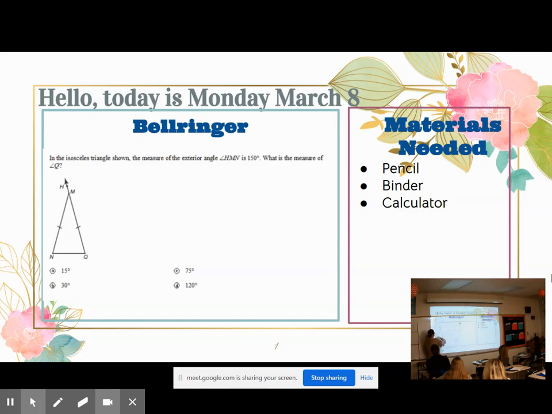And these two make a linear pair, so that one's 30. And then 180 minus 30 is 150, so these two have to add up to 150. And they're the same, they're congruent, because these two sides are congruent. So you just do 150 divided by 2, which is 75. Okay. All right, what questions do you have on the bell ringer?